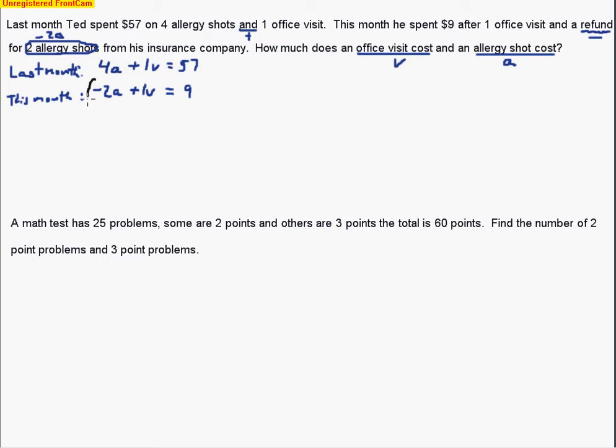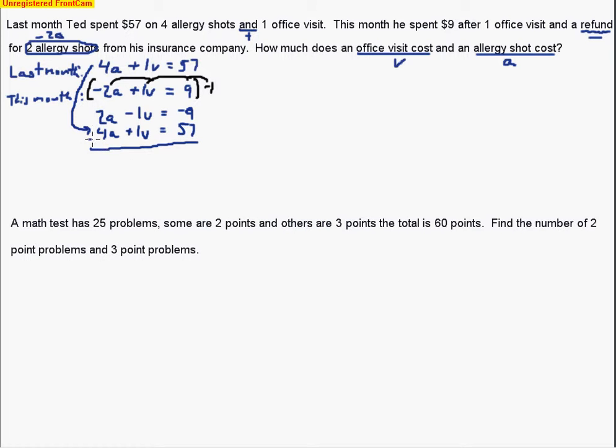So I'm going to take this equation here and multiply by -1. And what that will do for us is it will make it a negative 1V. So let's rewrite it. We've got a positive 2A now because the 2 negatives canceled out. Minus 1V equals -9. And so from that point, we can rewrite our other equation down below it so we can see what we're dealing with. 4A plus 1V equals 57.